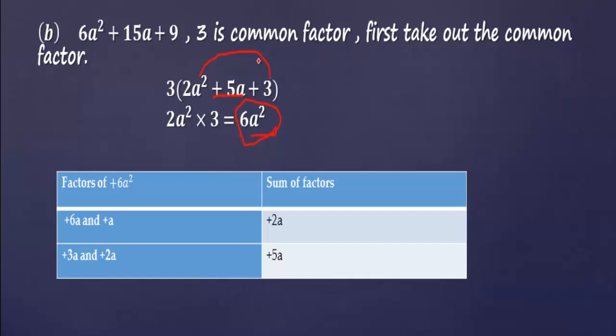Now, since I haven't done this one, you are now going to look for a product of two terms that will give you plus 6a squared, and addition that will give you 5a. Are you following me? So let's move on very quickly. Now let's see what we are talking about.